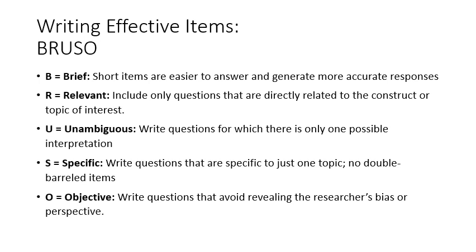The R is for relevant. Make sure you don't ask extra questions. Only ask the questions that you need to know that are relevant to your topic. The U is for unambiguous. Only write questions for which there is only one possible interpretation. We'll look at some examples of these on the next slides, by the way. S is for specific. Write questions that are specific to just one topic, no double-barreled items. And O is for objective. No leading questions that reveal researchers' bias or perspective.